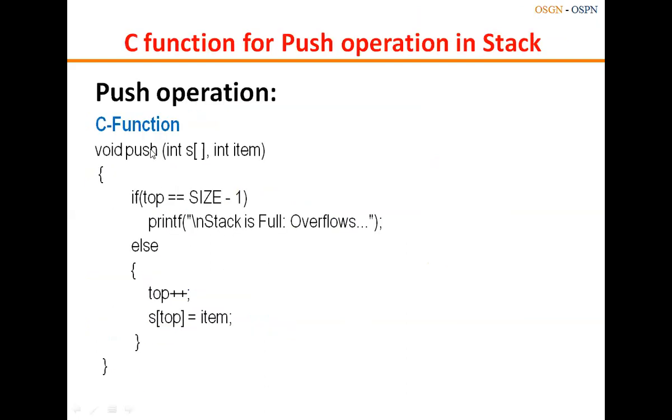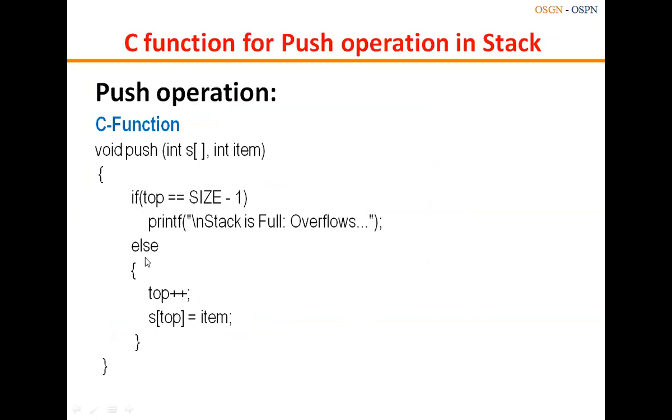Okay, this is the C code for push operation. So void push, int s and int item. s is the stack and item is the data item we want to push. So we are checking this condition, the overflow condition. If top equals size minus 1, then you print this message: printf stack is full, overflow.